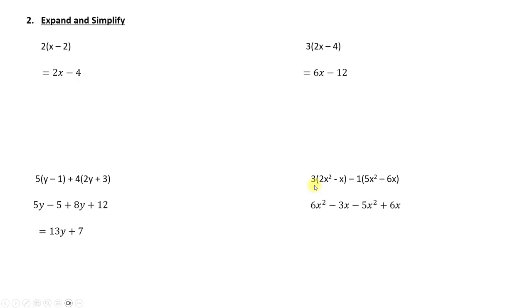3 times 2x squared is 6x squared minus 3x minus 5x squared plus 6x. Collect our like terms. Leaves us with x squared plus 3x.